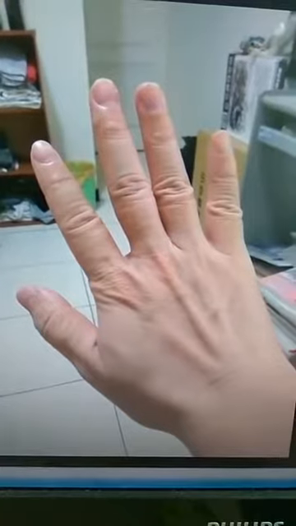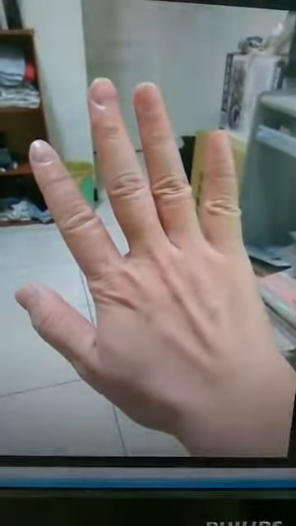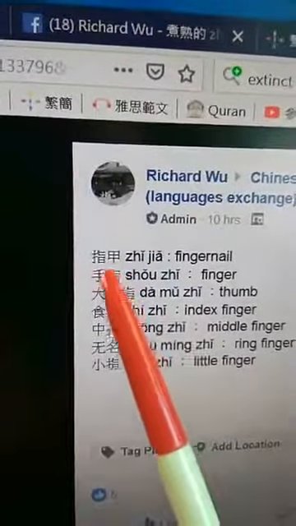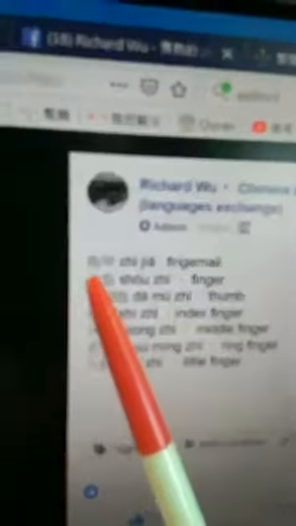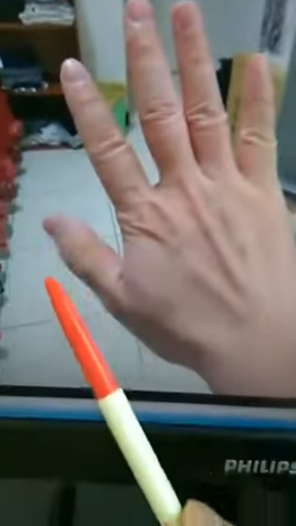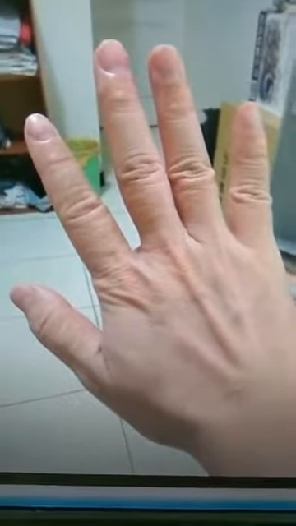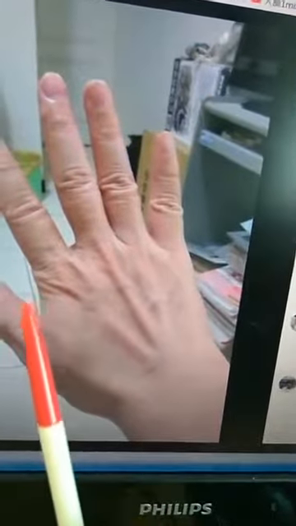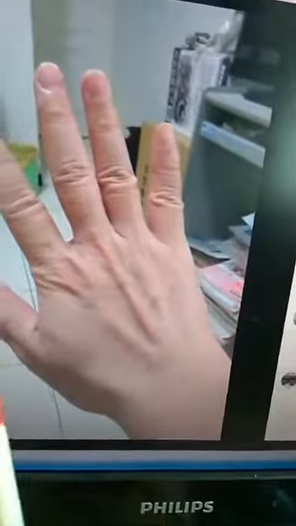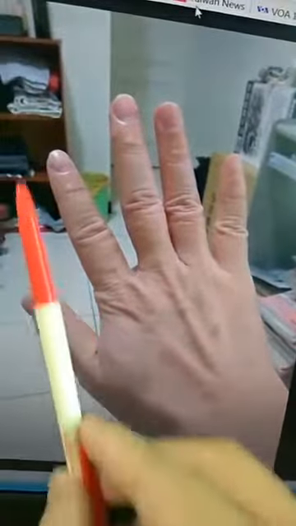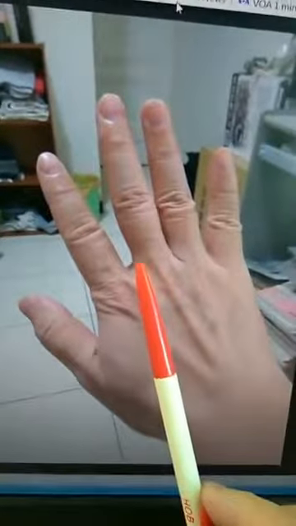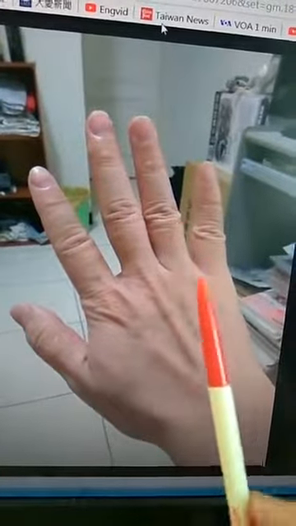Where is your index finger? 你的食指在哪里? 我的食指在这里。And also, once again, 指甲, fingernail. 指甲 fingernail, okay? 指甲, okay? So I'll review that again. 手, 大拇指, 食指, 中指, 无名指, 小指.